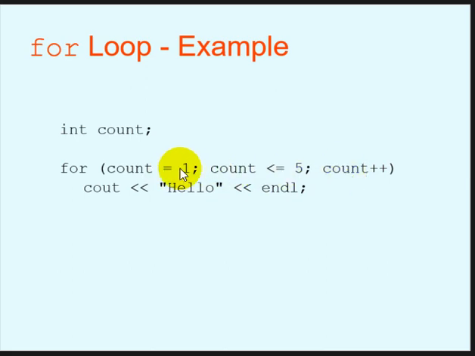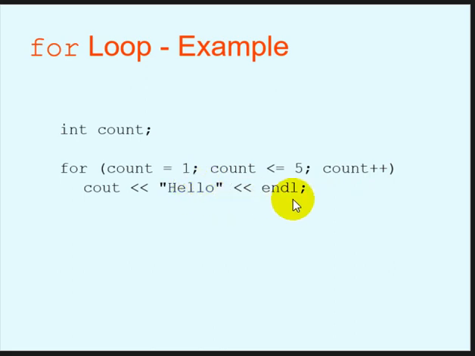So since the count is 1, the condition is true, so it will print the hello world, enter, and then go to the update. It will make it 2, check the condition, print the hello, enter, update, test, print.